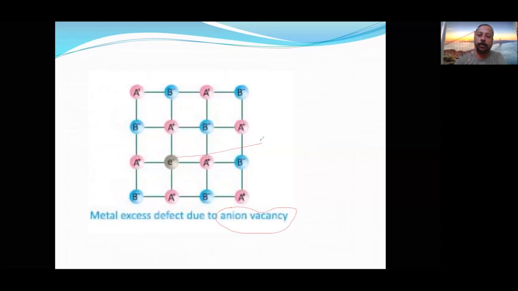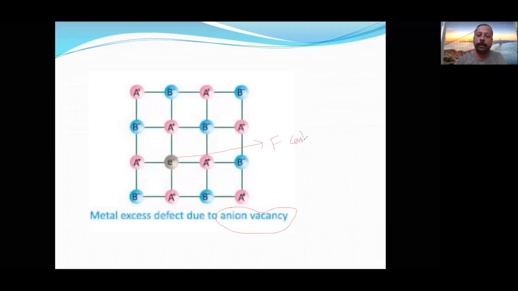This point is very, very important. Who will say what this point is called? Here it is supposed to be anion, but there is an electron. This point is called, very good, it is called the F center.